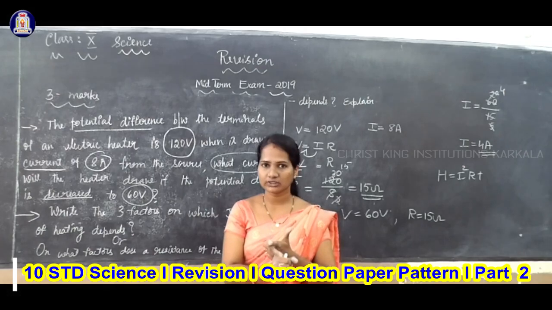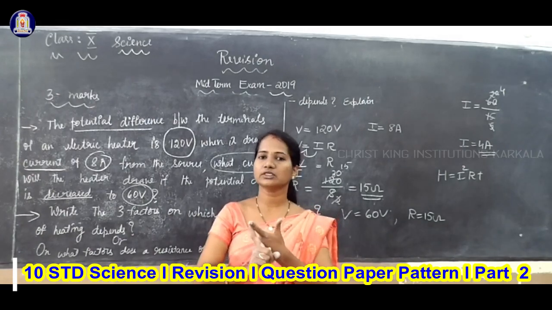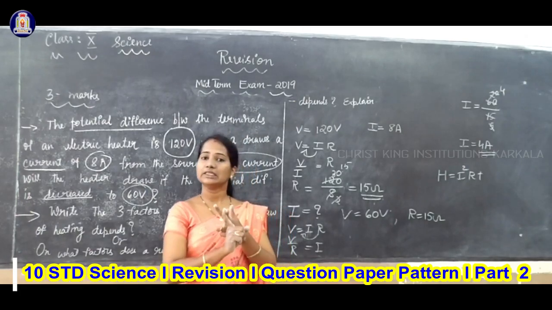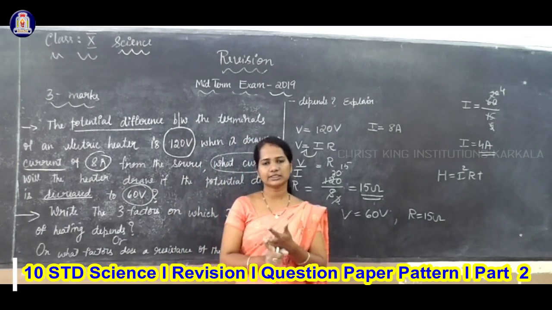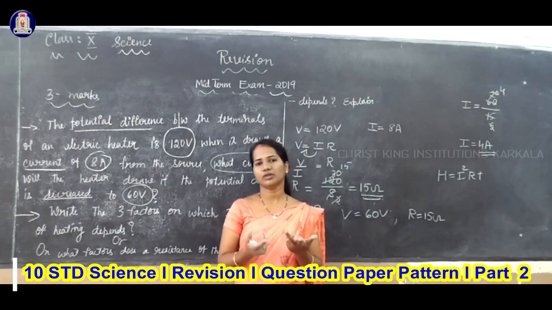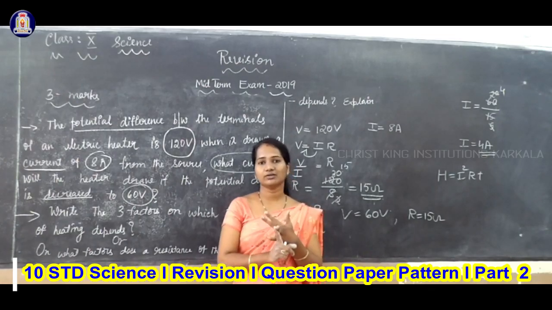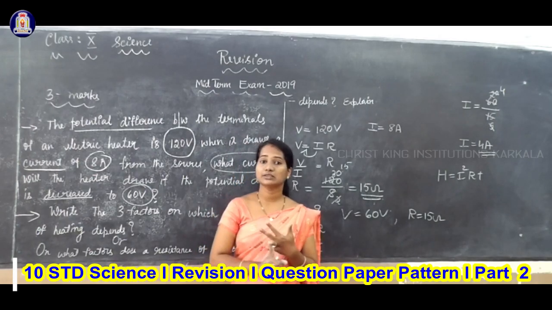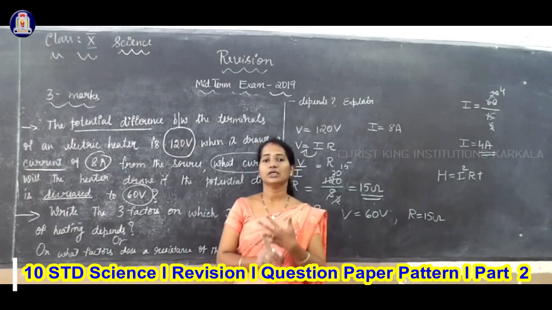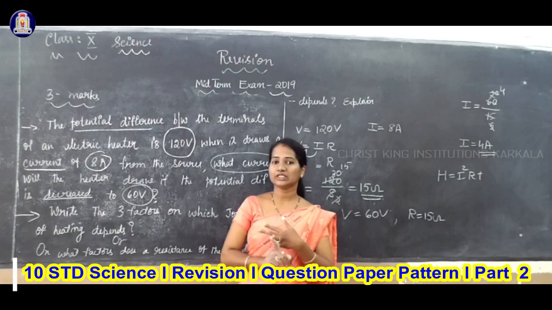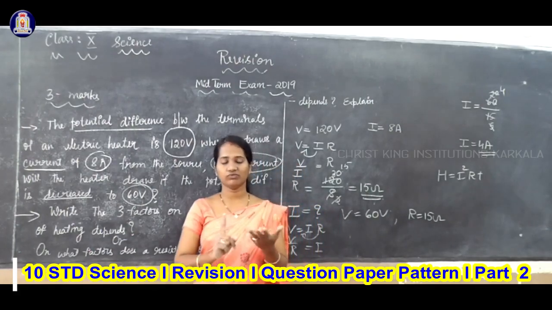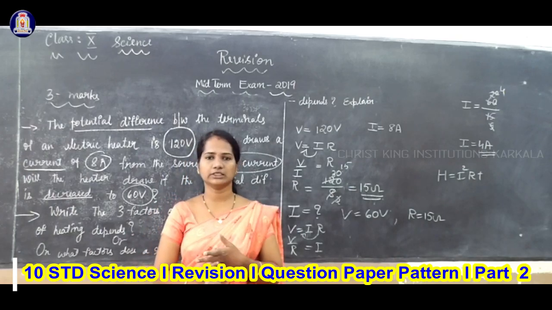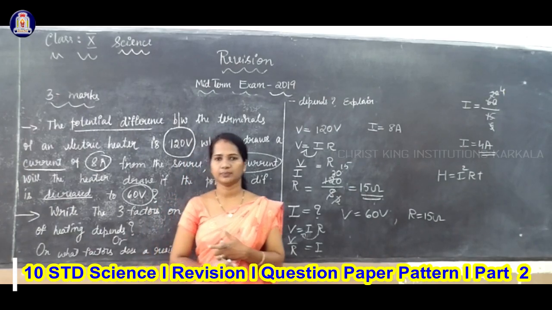Second, area of cross section. As area of cross section increases, resistance decreases. Third one, nature of the material. Resistance depends on the nature of the material. And the fourth factor is temperature. As the temperature increases, resistance also increases. So this is also given in your notebook. So 4 factors and how these 4 factors depend on the resistance, that you have to write.